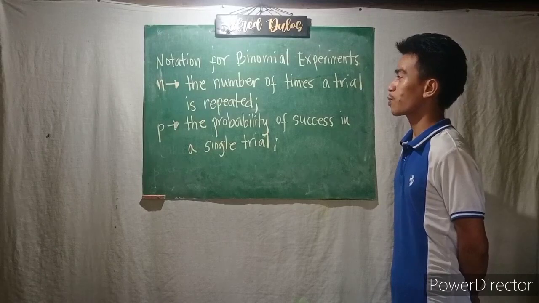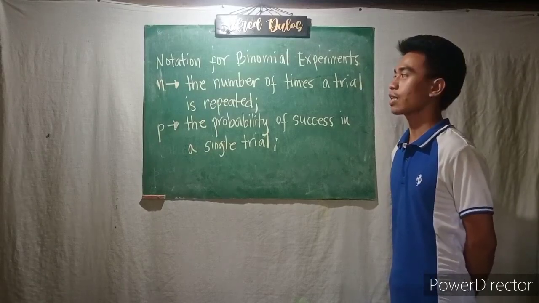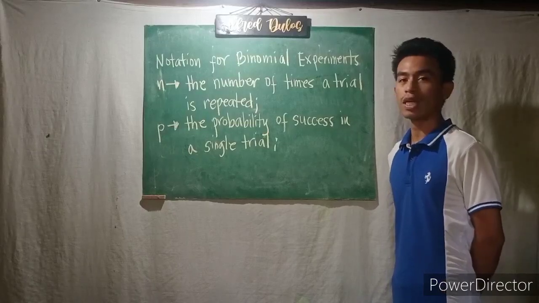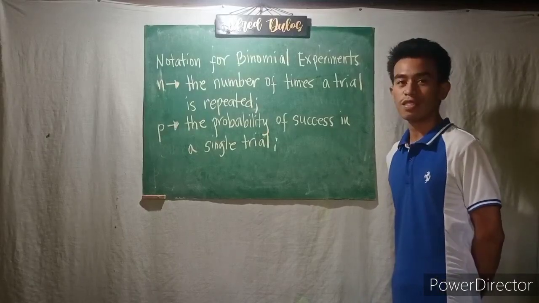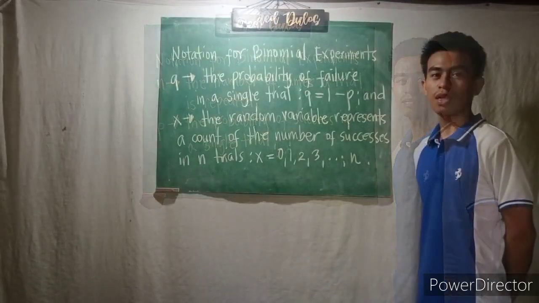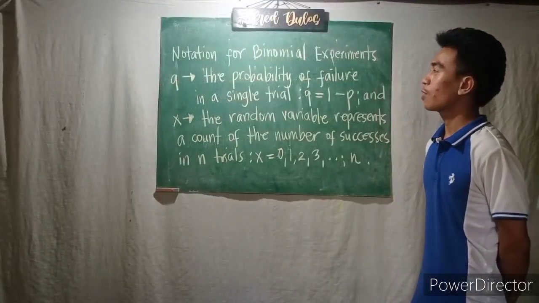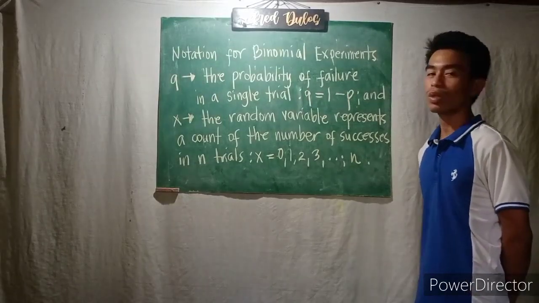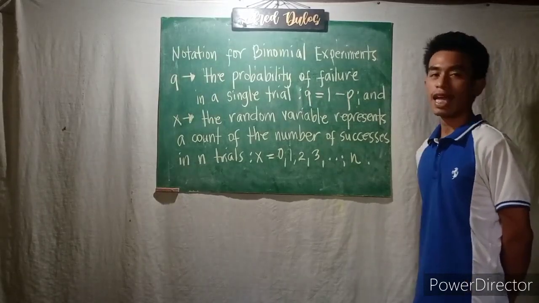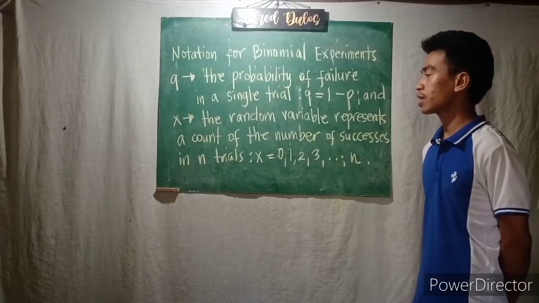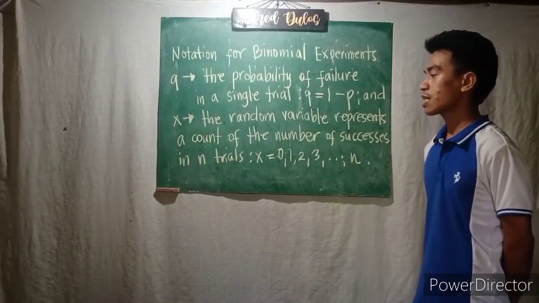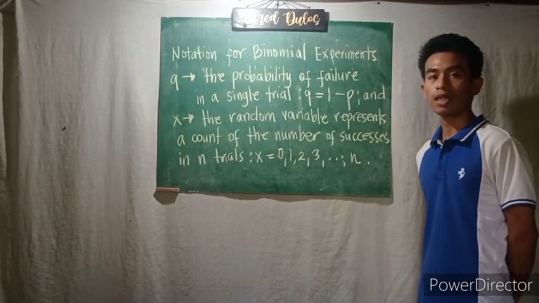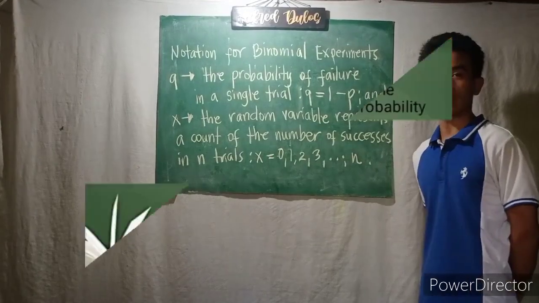Notation for binomial experiments. First, letter n: the number of times a trial is repeated. Second, letter p: the probability of success in a single trial. Third, q: the probability of failure in a single trial, such that q equals 1 minus p. And x: the random variable that represents a count of the number of successes in n trials, such that x equals the list 0, 1, 2, 3, until n.